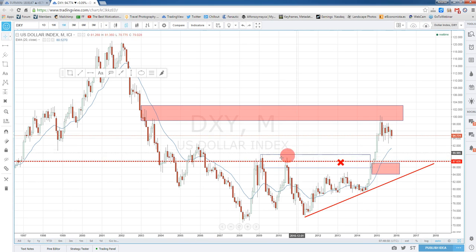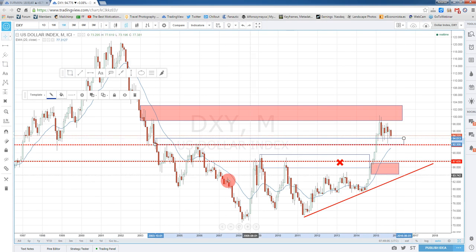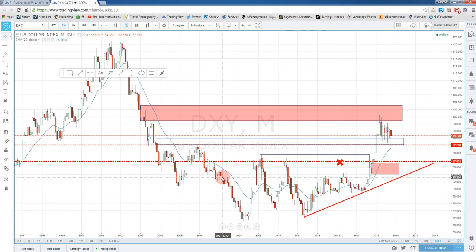So very important area there. So here we have also an important one, where an area was broken and it's now acting as another area of supply that was tested and is now acting as support. Make sense? Okay, so this area of supply was tested several times, it was broken, and now it is acting as support, but no level of demand right there.